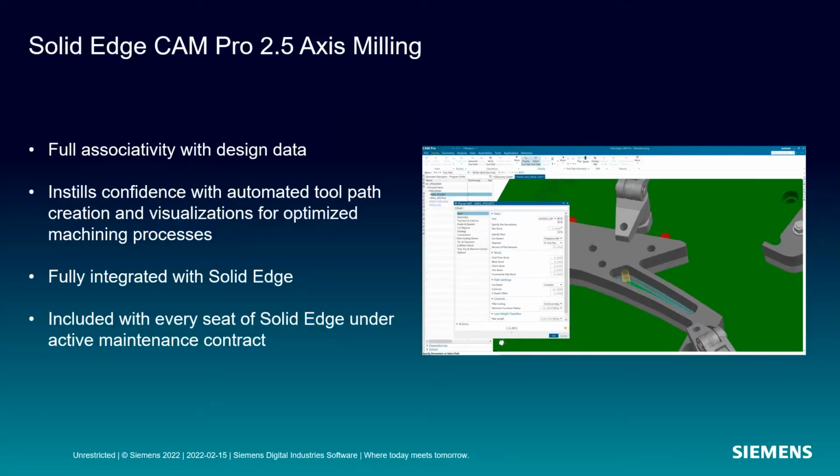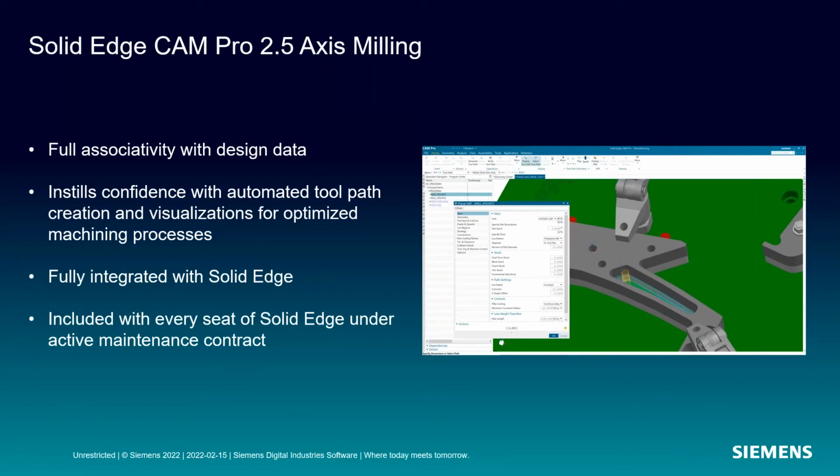The Solid Edge CAM Pro will give you full associativity between design and manufacturing, and it instills confidence in the toolpath, where most of the toolpath is automated. For example, I talked about feature-based machining and optimized toolpath, which is a toolpath optimizer, and then it is integrated with Solid Edge. That's the biggest advantage, and it is already included in your Solid Edge 2022. So that's the biggest difference.